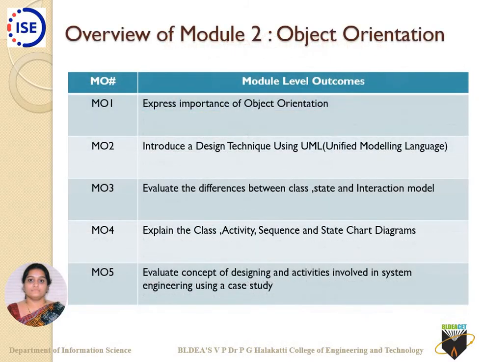These are my module outcomes. In this module you are getting to know the importance of object orientation. You'll get to know this design technique called UML. Then you will evaluate the differences between when a class diagram, or class model, should be used, and the state model and interaction model; we'll see what these diagrams are. Then we will look at a case study of an ATM system, and there are many other diagrams that will come in our further slides or classes.